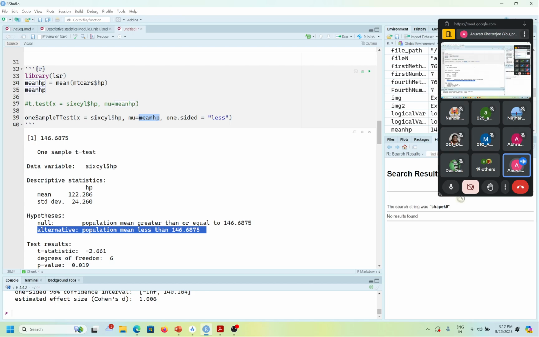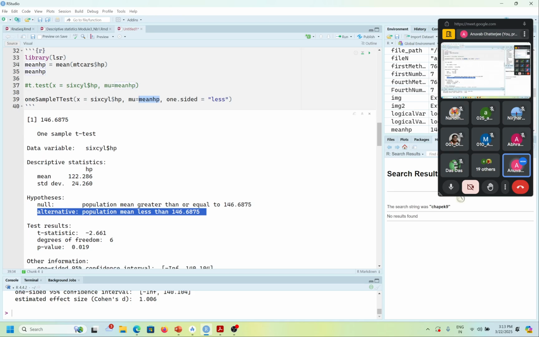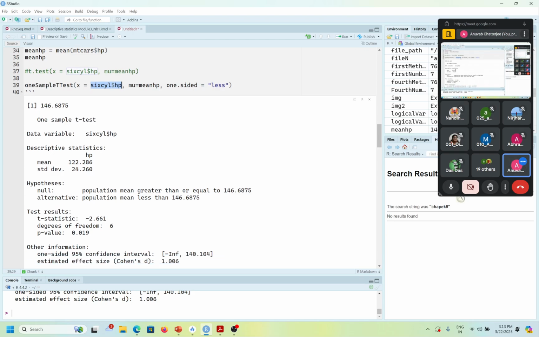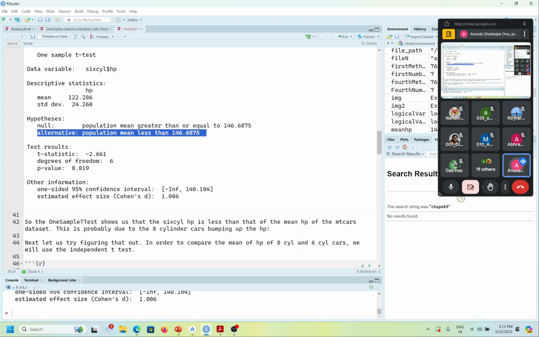So the t-test is comparing the mean of a sample that you are looking at to the mean of the entire population. Here, the data that we are looking at is the horsepower of only the six cylinder cars, and comparing it to the horsepower of the entire population, which is the mtcars dataset. When we run the t-test and put in less as the one-sided parameter, then the t-test tries to figure out if the HP of the 6-cylinder cars is less than the HP of the entire population. So here it is shown as the alternate hypothesis.